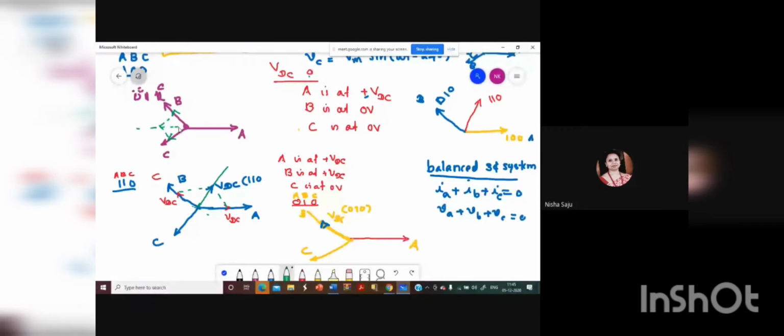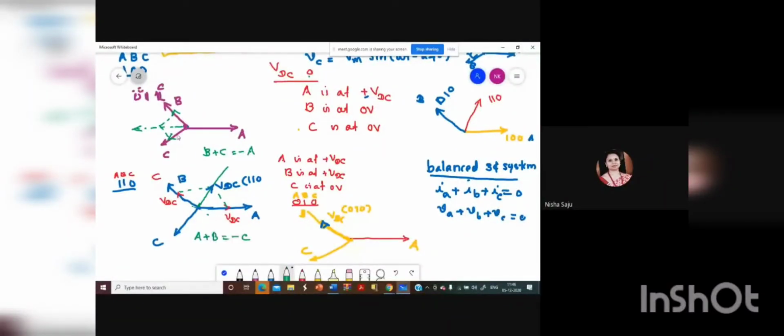This will be just the inverse of this one, because for a balanced system, you always get IA plus IB plus IC equal to 0, or we can say A plus B will be equal to minus C. The same concept you can apply here, that is B plus C will be equal to minus A. Same concept you can apply here also. So you will be getting another vector that will be having a VDC level, in the negative direction of A. So you can have another voltage vector along this direction, and that will be representing your 0, 1, 1.